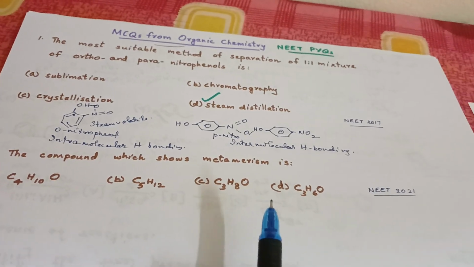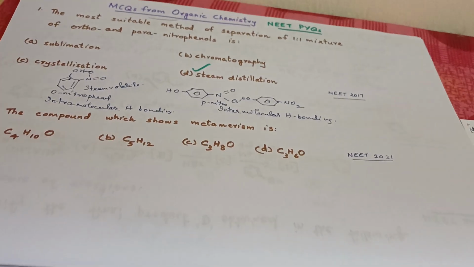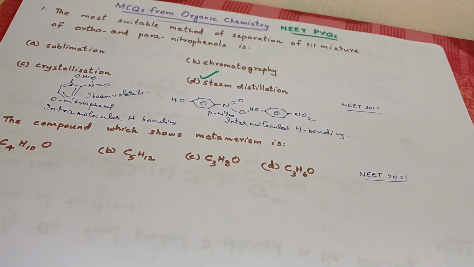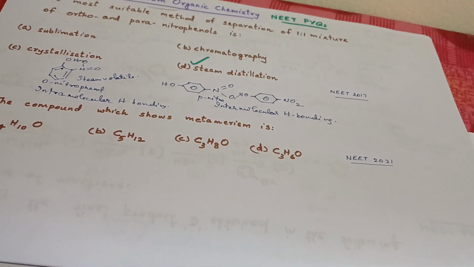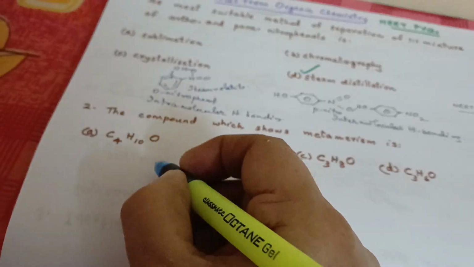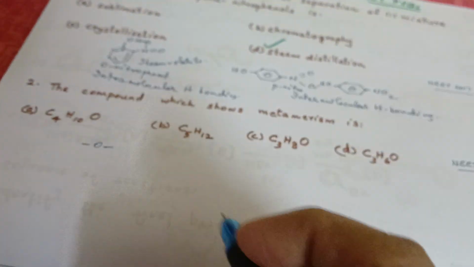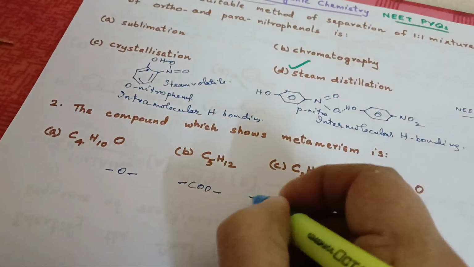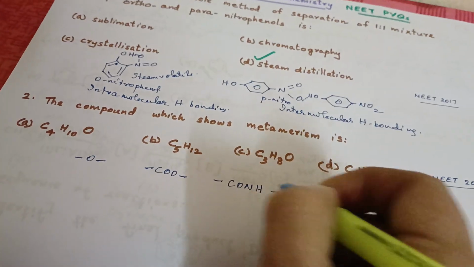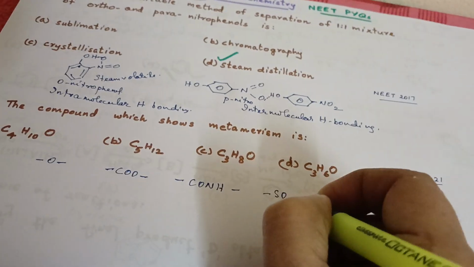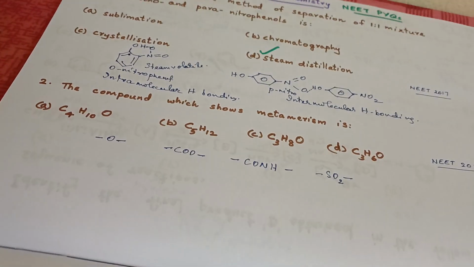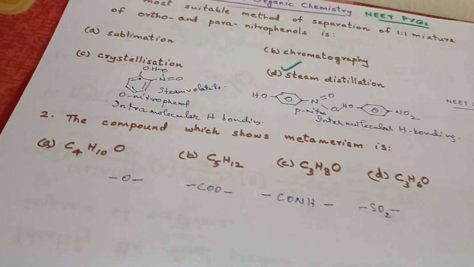The compound which shows metamerism is: Now, metamerism means same molecular formula but different arrangement of alkyl groups around, say, bivalent groups, like in the case of ethers, then say in COO, then CONH, SO2, etc. A different arrangement of groups on either side of these bivalent groups or polyvalent groups.